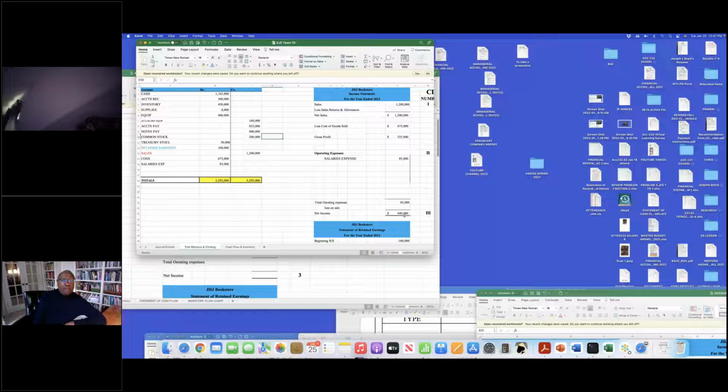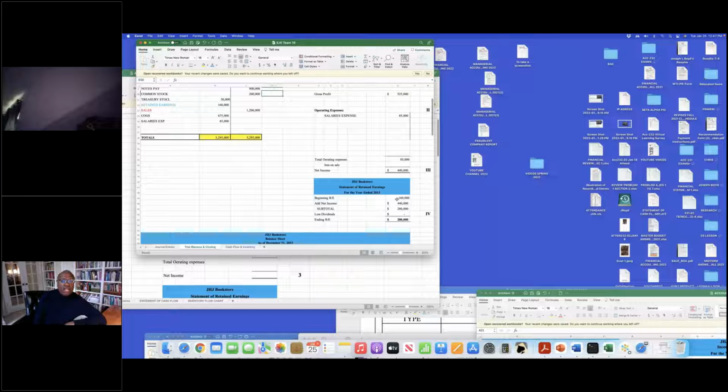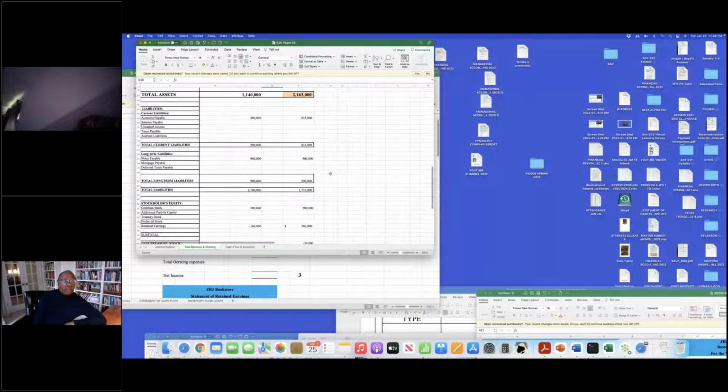Retained earnings statement, beginning retained earnings. You're going to add the net income. We didn't have dividends, so it's going to be 280. So when you get ready to do the balance sheet, this new retained earnings comes on the balance sheet, 280,000. Okay.